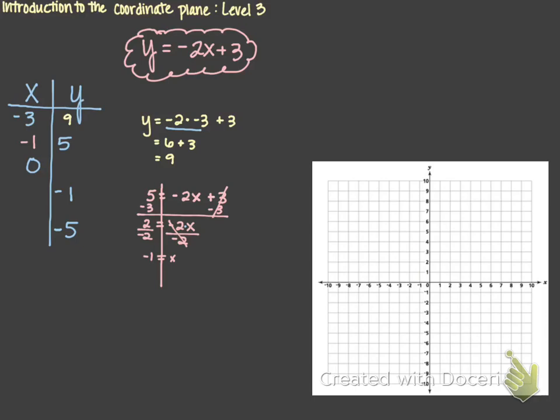We can continue this pattern for the rest of our points. So when x is 0, we'll plug in 0 into our function for x. So we will get y equals negative 2 times 0 plus 3. And once again, using order of operations, we'll do multiplication first. Negative 2 times 0 is 0, plus 3, so y equals 3.